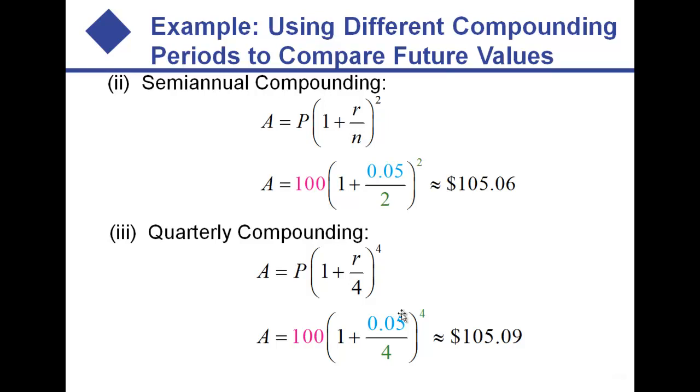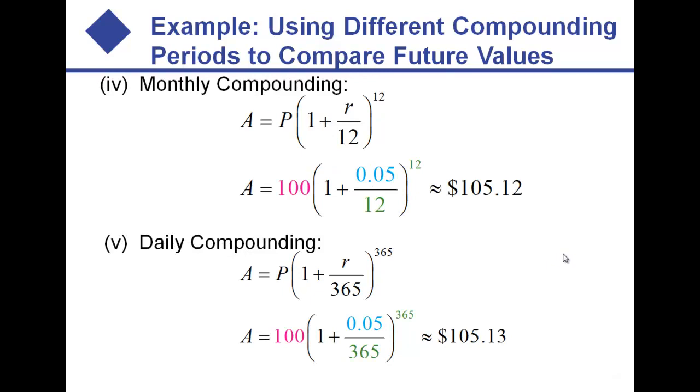However, semi-annually, so now we're compounding twice a year, every 6 months. Now you're putting in N equals 2, T equals 1. You get a little bit more, $105.06. Quarterly, $105.09. Monthly, 12 cents. Daily, 13 cents. And then there's actually one more where we could do continuous compounding, but that requires a completely different function that we'll see here in a little bit.